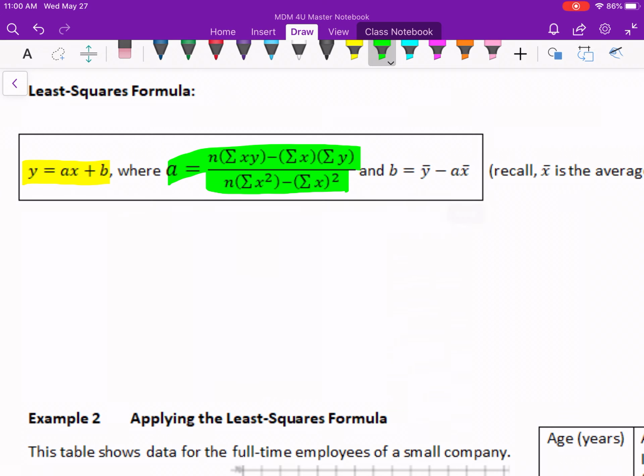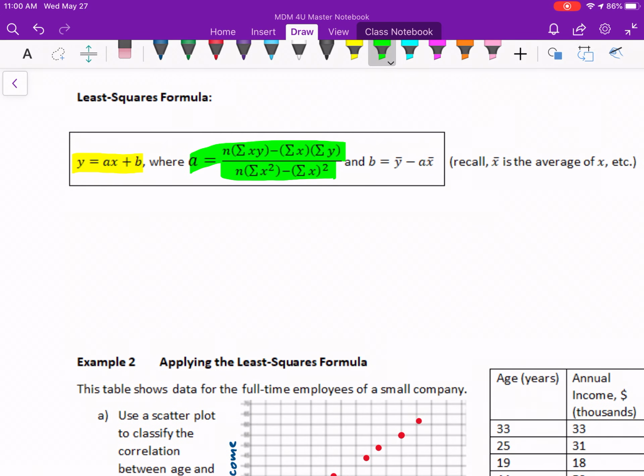And then to calculate our b, our y-intercept, we'd use this formula here. Y bar is just the average of the y's, x bar is just the average of the x's, and a comes from what I've highlighted in green. So we have to calculate a first. But really what we're calculating here is the slope with this formula and the y-intercept with this formula. And we have to have the slope first so that we can plug it in here.